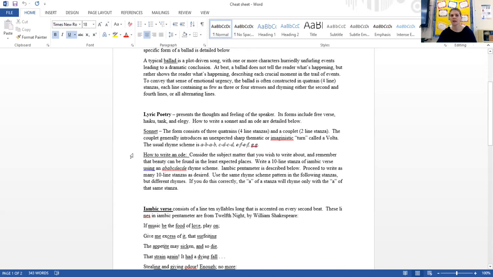But keeping in mind that your ballad, your sonnet, and your ode are going to be the ones that are going to challenge you a little bit more. No matter which way you choose, you will probably have to do at least one of those.